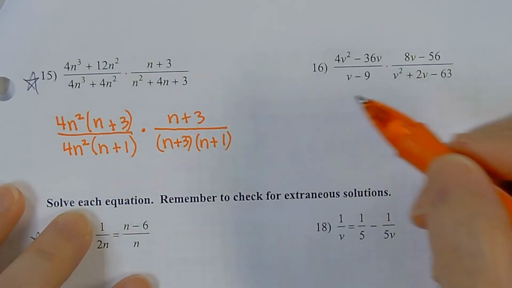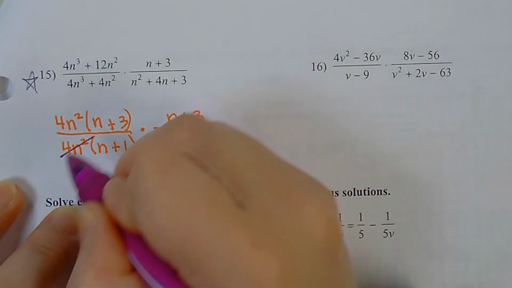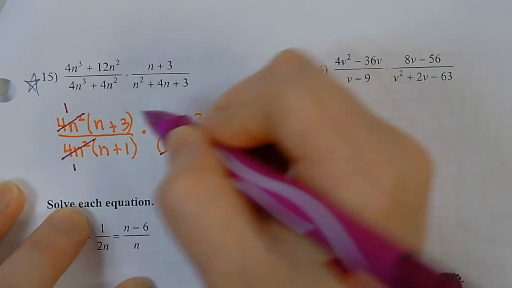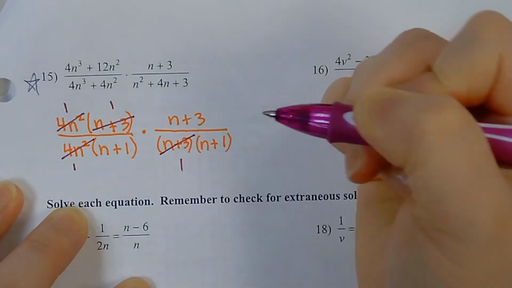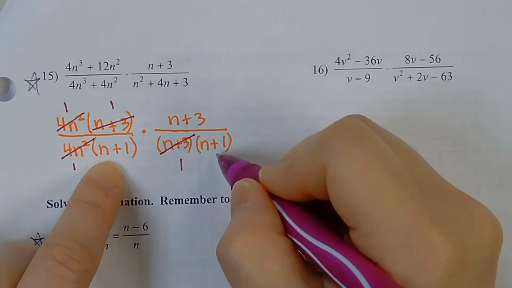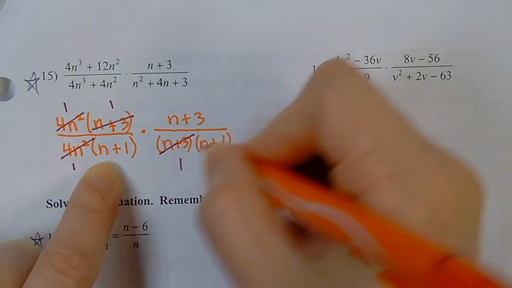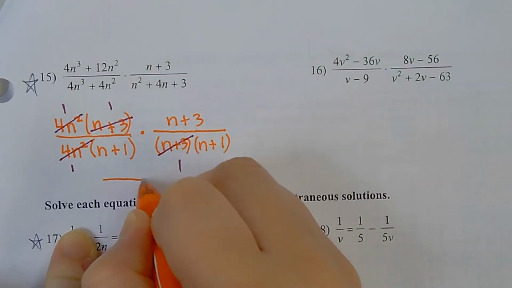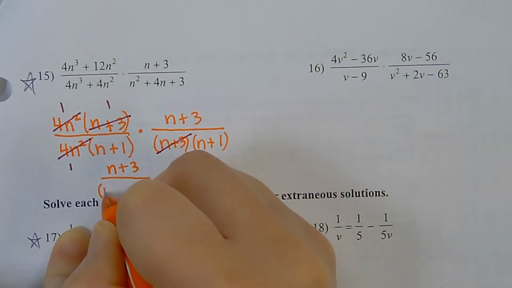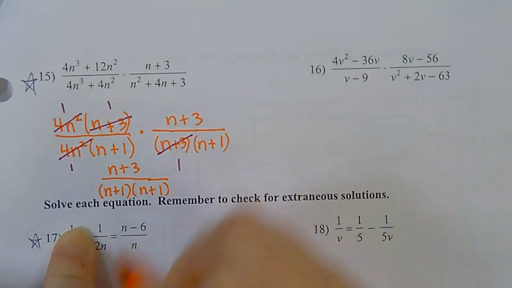Now my favorite part, canceling out. So I have 4n squared, those just become 1s. This is my favorite. Oh, so sad. Can't cancel these out because they're both in the denominator. Remember what I was talking about before? Can't do that. So all I have left on top is going to be n plus 3. Actually, I don't know if I said that before. I did in class. So this is all we got.